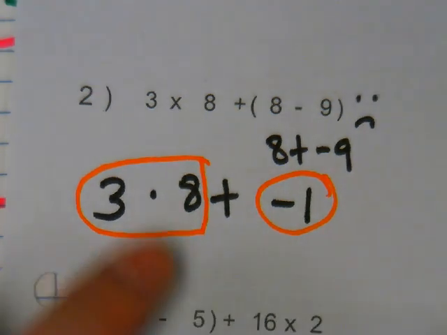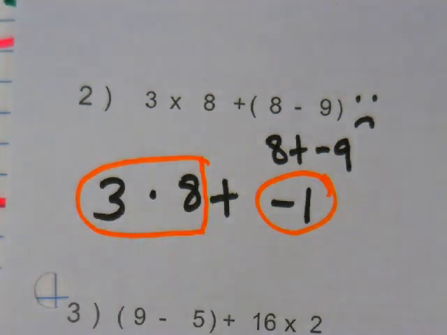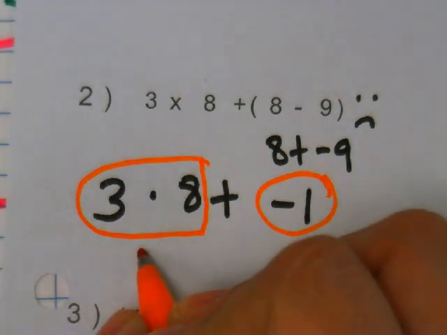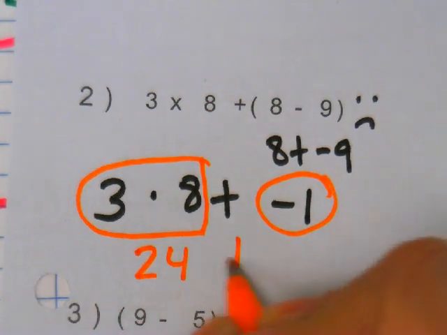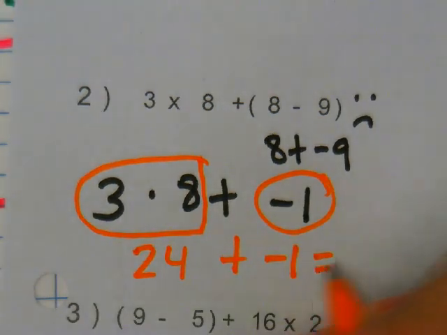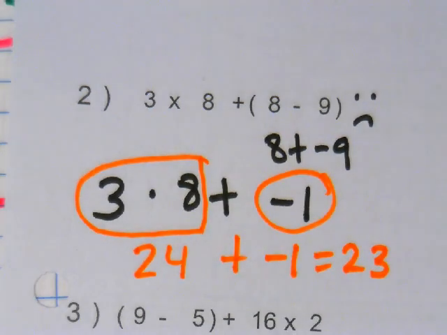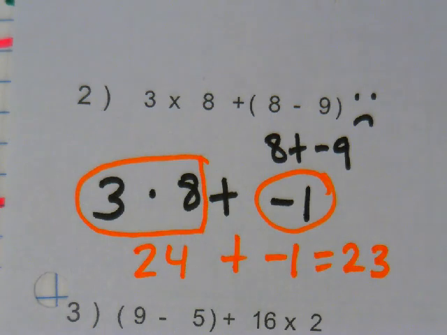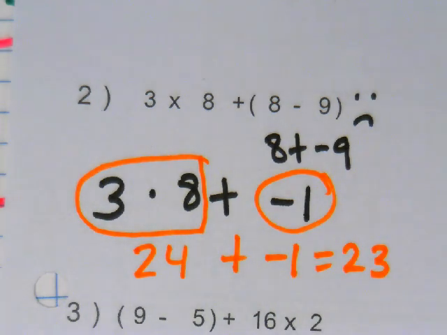All right, so what's 3 times 8? 3 times 8 is 24, plus negative 1. 23. That is our answer for number 2. Wait, what? Number 2 was 23? 24 plus. You finished.